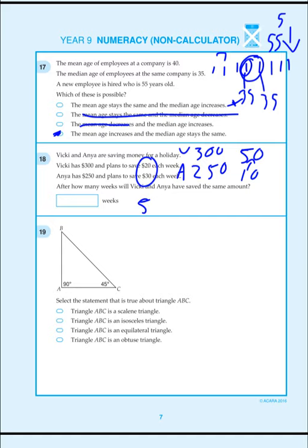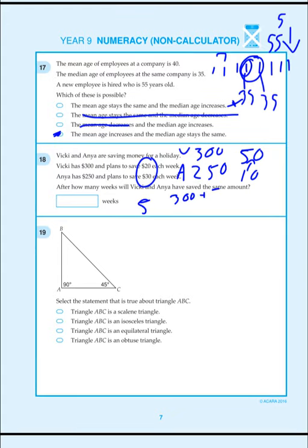We can confirm that as well by just doing the maths. 300 plus 5 lots of 20 equals 5 lots of 20 is 100 plus 300 is 400. And then if we go to the 250, it'll be the same. 5 lots of 30. 5 times 3 is 15 plus a 0 is 150. 150 plus 250 is 400. So 5 weeks is our answer.